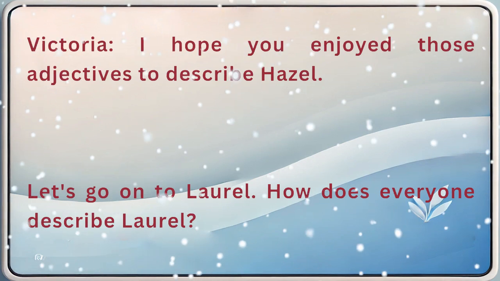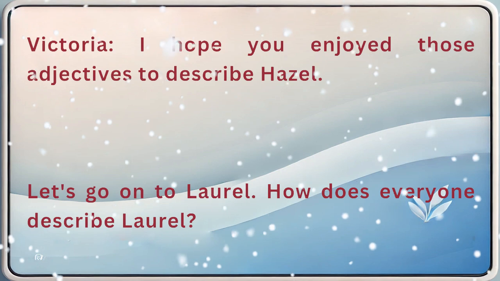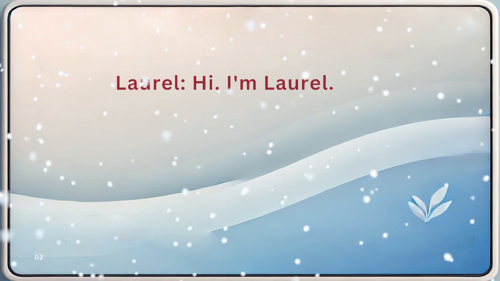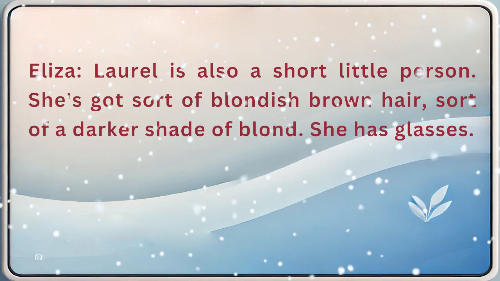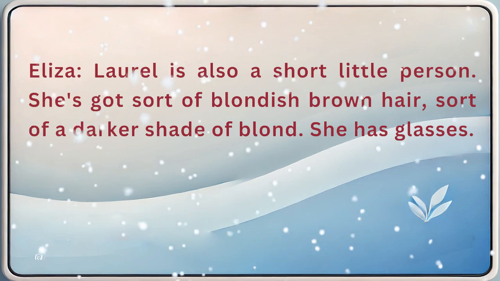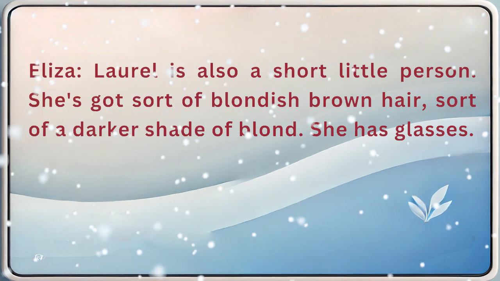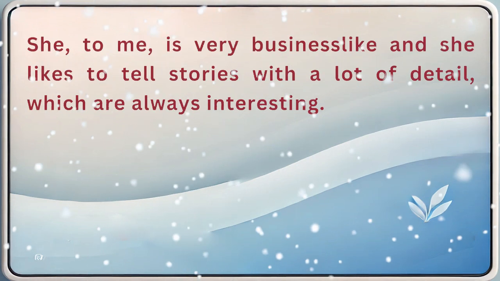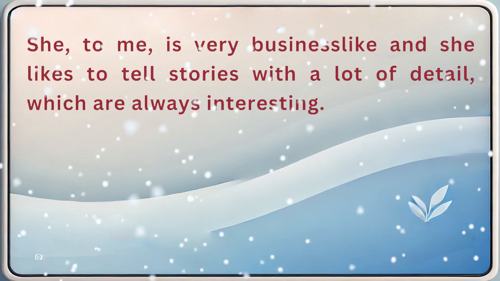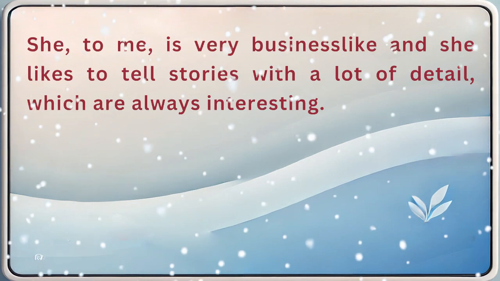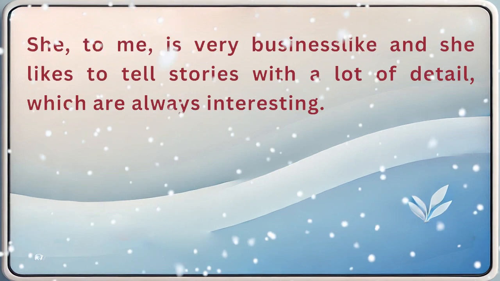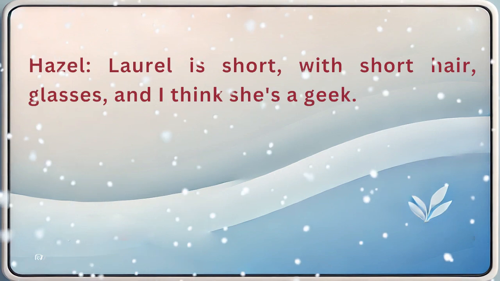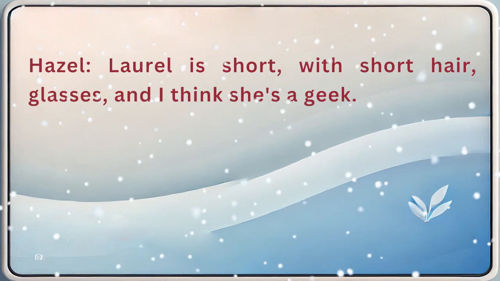Victoria: Let's go on to Laurel. How does everyone describe Laurel? Laurel: Hi, I'm Laurel. Eliza: Laurel is also a short little person. She's got sort of blondish brown hair, sort of a darker shade of blonde. She has glasses. She, to me, is very businesslike, and she likes to tell stories with a lot of detail, which are always interesting. Hazel: Laurel is short, with short hair, glasses, and I think she's a geek.